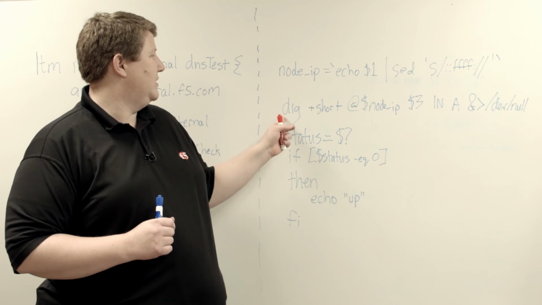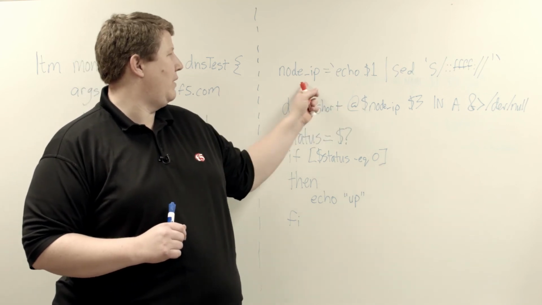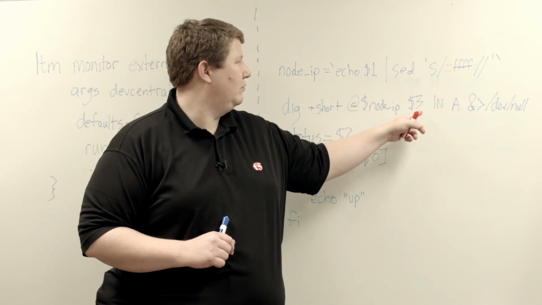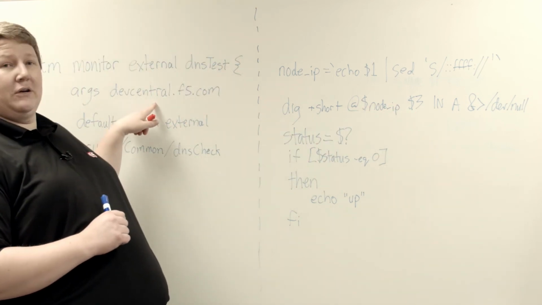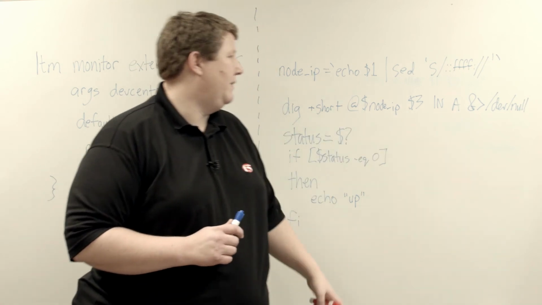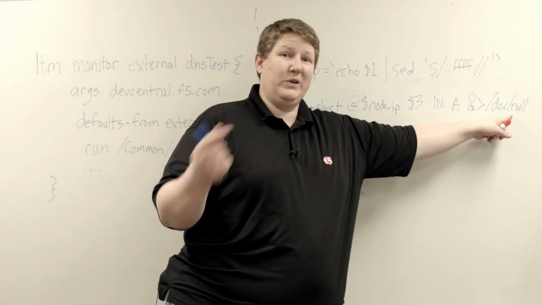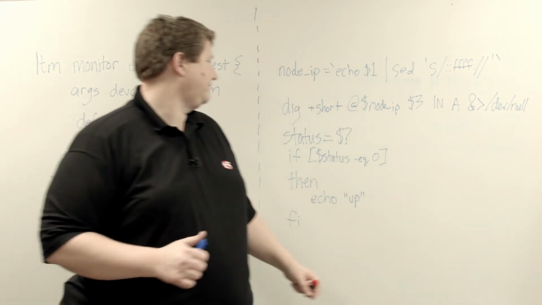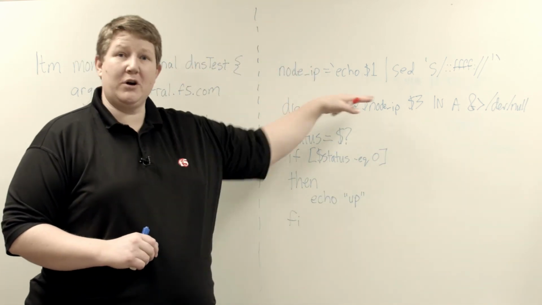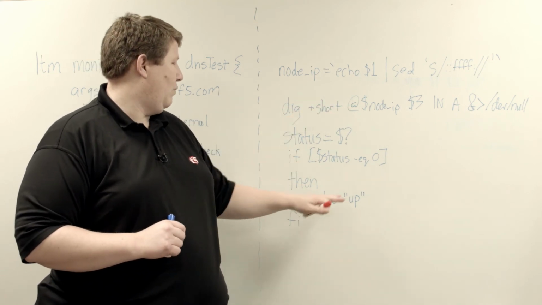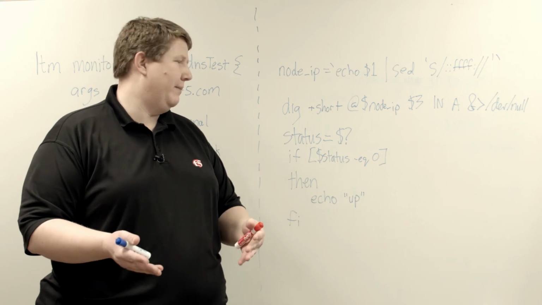In this particular monitor, we're using a dig command against the node IP, which is the pool member. And we want to resolve this argument, devcentral.f5.com. We're going to resolve that address. And then we're going to send that to /dev/null because we don't want that data to return and mark the pool member up. So this should return nothing if it's successful. If it fails, then it won't echo up and it'll mark the pool member down.